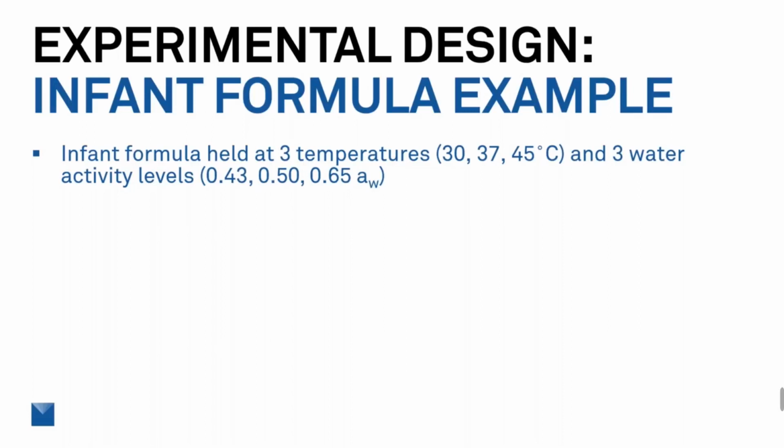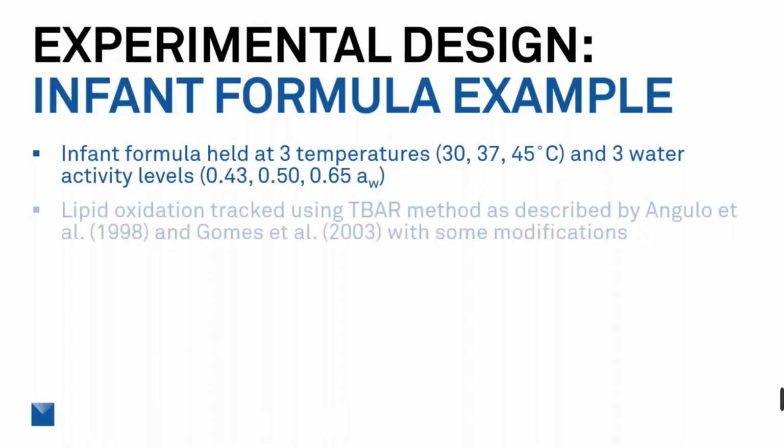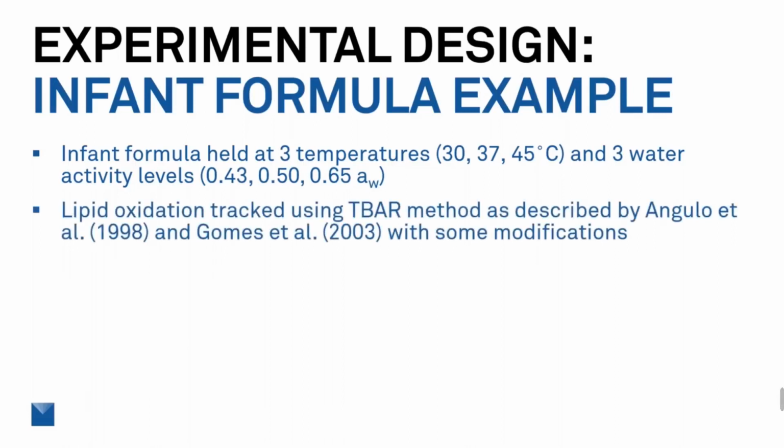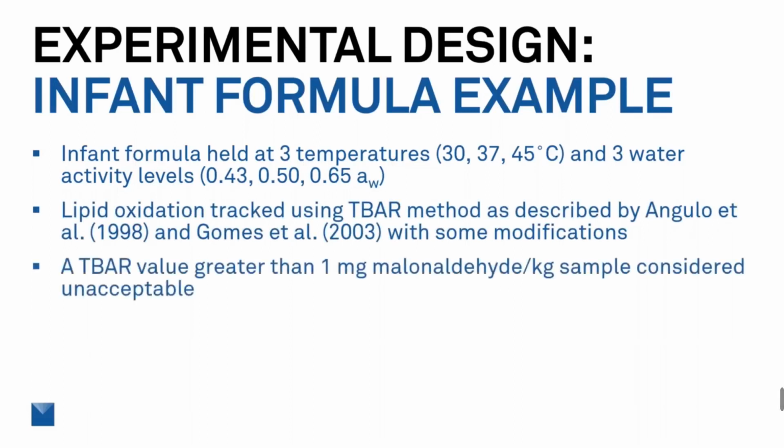For the samples, we'd have them in sealed containers with a saturated salt underneath that would produce the specific water activity we were interested in. Then we would put them in ovens set to the temperatures we were looking at, and then we would monitor the changes. For this, we had lipid oxidation as the mode of failure for the infant formula. We were tracking TBARS to determine when oxidation had reached an unacceptable level. For us, the unacceptable level was 1 milligram of malonaldehyde per kilogram.